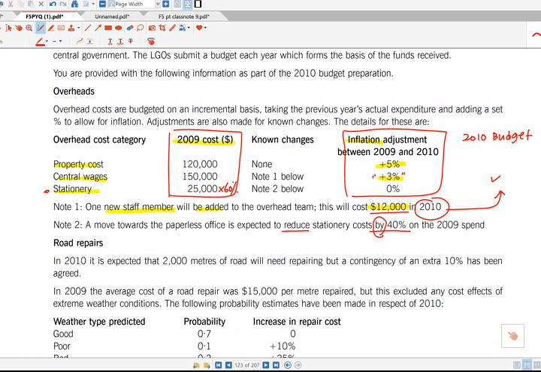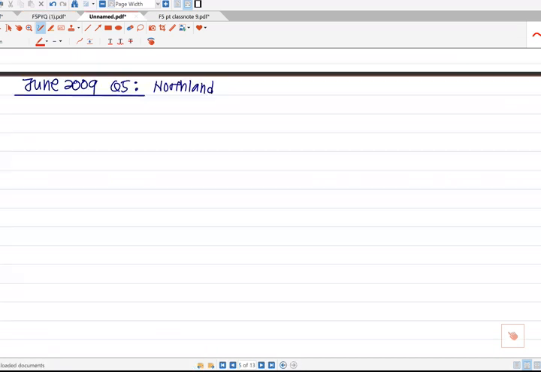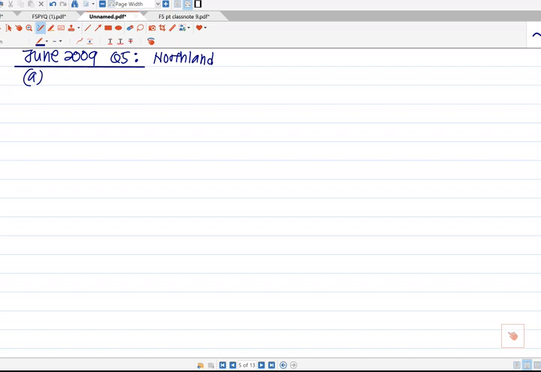So, shall we prepare the first one? What do we have? A. What budget? Overheads budget. For which year? 2010.